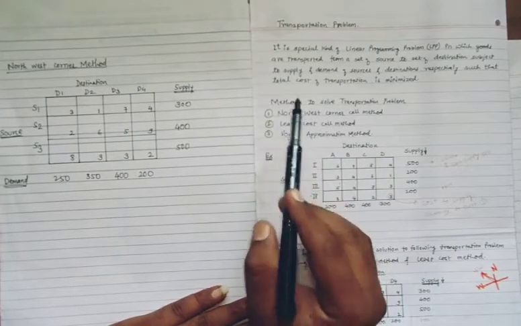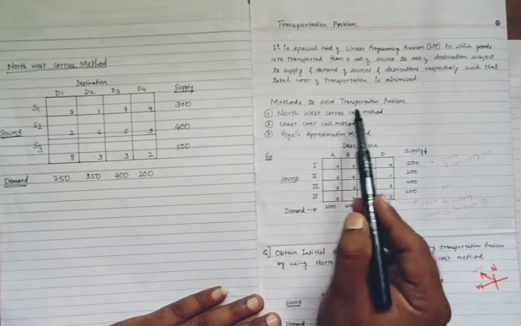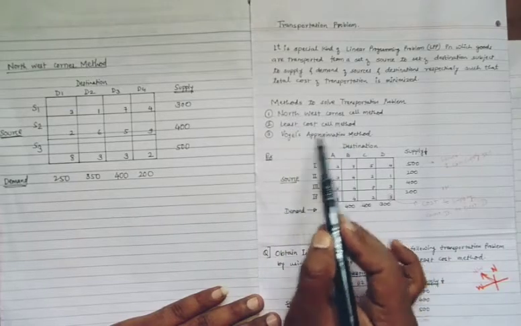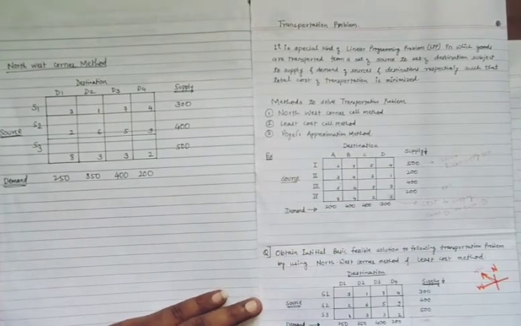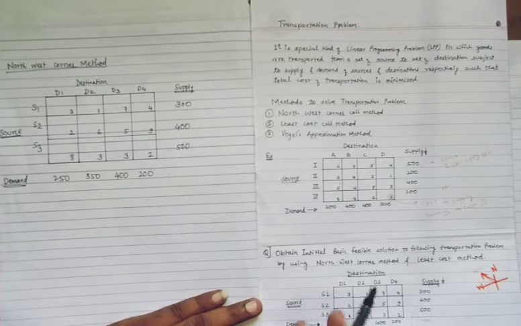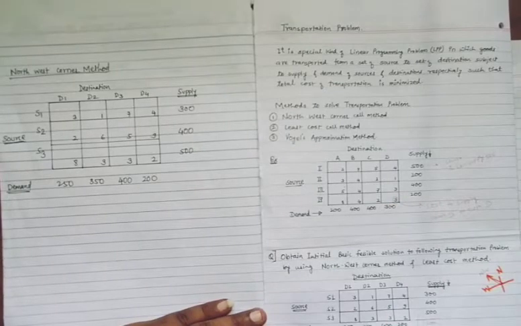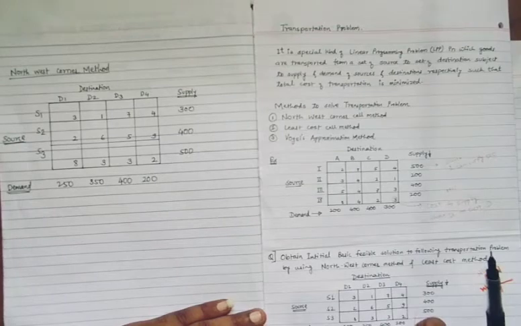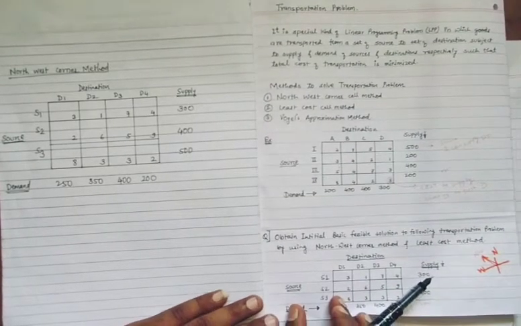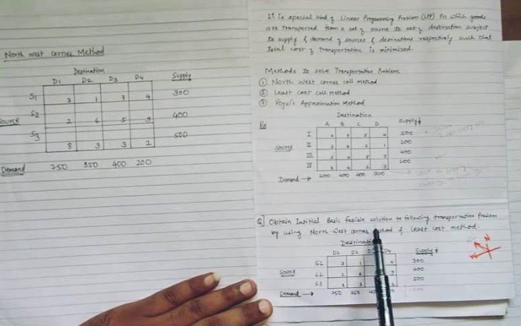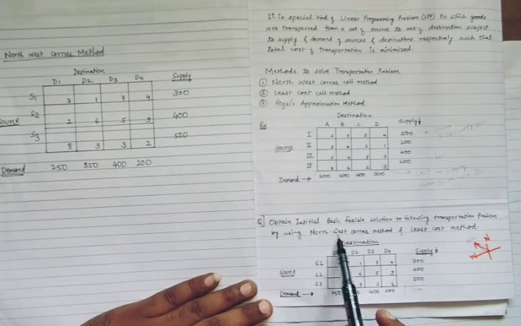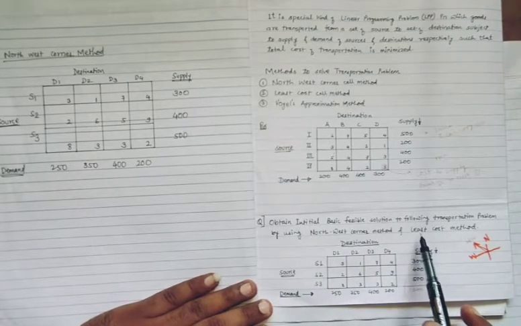There are three methods to solve the transportation problem: the northwest corner cell method, the least cost method, and Vogel's approximation method. In today's lecture we'll see two methods. The first method we'll see is the northwest corner cell method. The problem is given like this: obtain an initial basic feasible solution to the following transportation problem by using the northwest corner method and the least cost method.